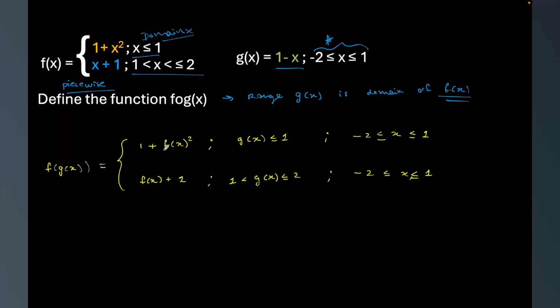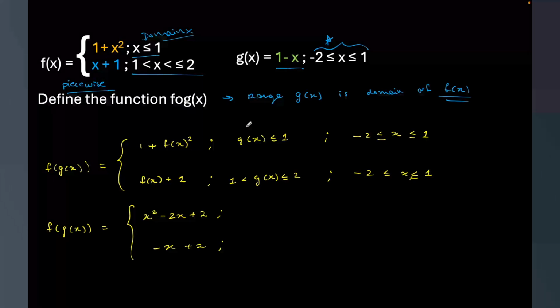So what do I have here? I have 1 minus x whole squared, right? 1 minus x whole squared. So if I expand this, I'll have f of g of x is equal to 1 plus 1 plus x squared minus 2x. So I'll have x squared minus 2x plus 2. Okay, I'm just skipping a step. You can work it out on your own. All right, and then you have minus x plus 2. Okay, that's about it.